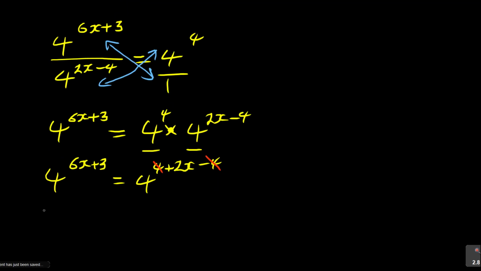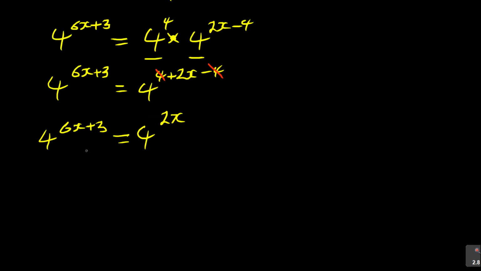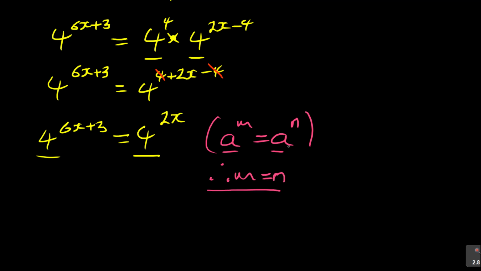So what you have got is 4 to the power of 6x plus 3 is equal to 4 to the power of 2x. Are you with me? And then if I can continue with this, the bases are the same, equate the exponents. Now what law am I using? I'm using this law which says a to the power of m is equal to a to the power of n. Very important laws of exponential equations. A is a, therefore m is equal to n. The moment the bases are the same, you equate the exponents.